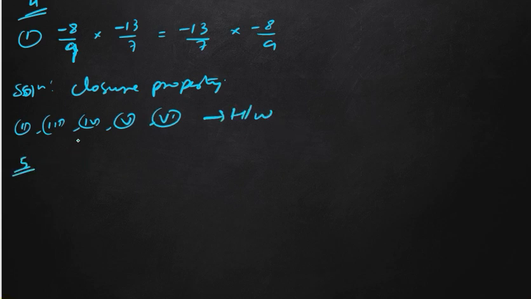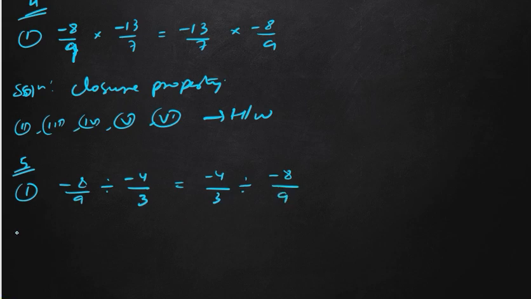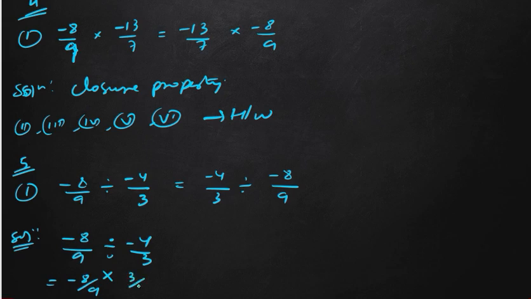Question number 5: verify whether the given statement is true or false. I will do question number 1. Minus 8 by 9 divided by minus 4 by 3 equals minus 4 by 3 divided by minus 8 by 9. You have to check whether this is true or false. First solve the left side, minus 8 by 9 divided by minus 4 by 3. The first fraction stays fixed, the division becomes multiplication, and we take the reciprocal of minus 4 by 3.